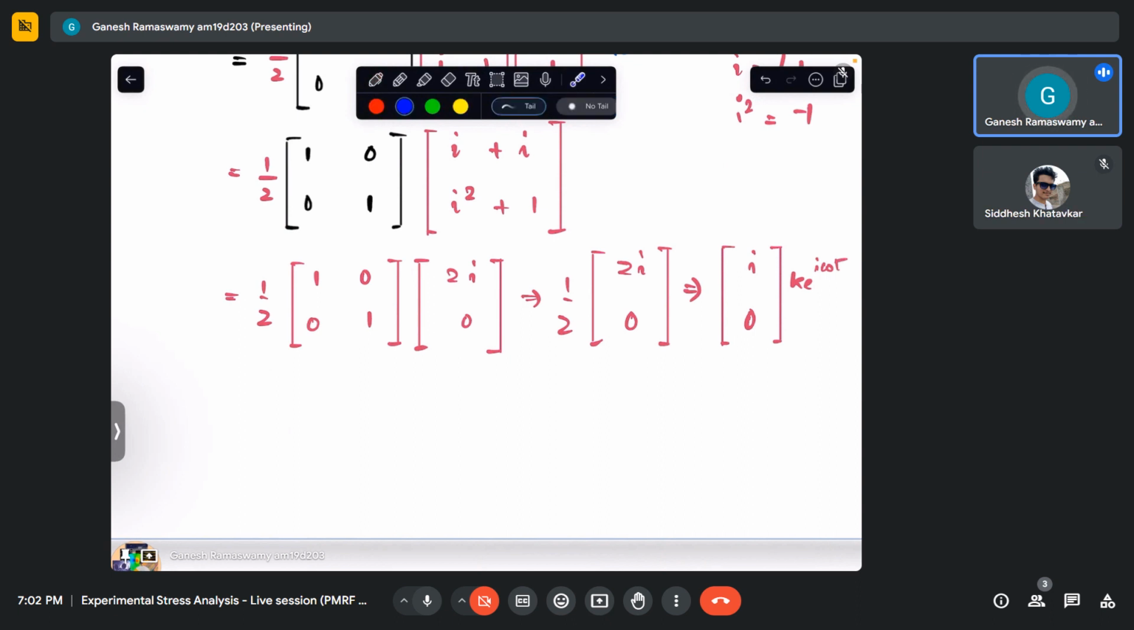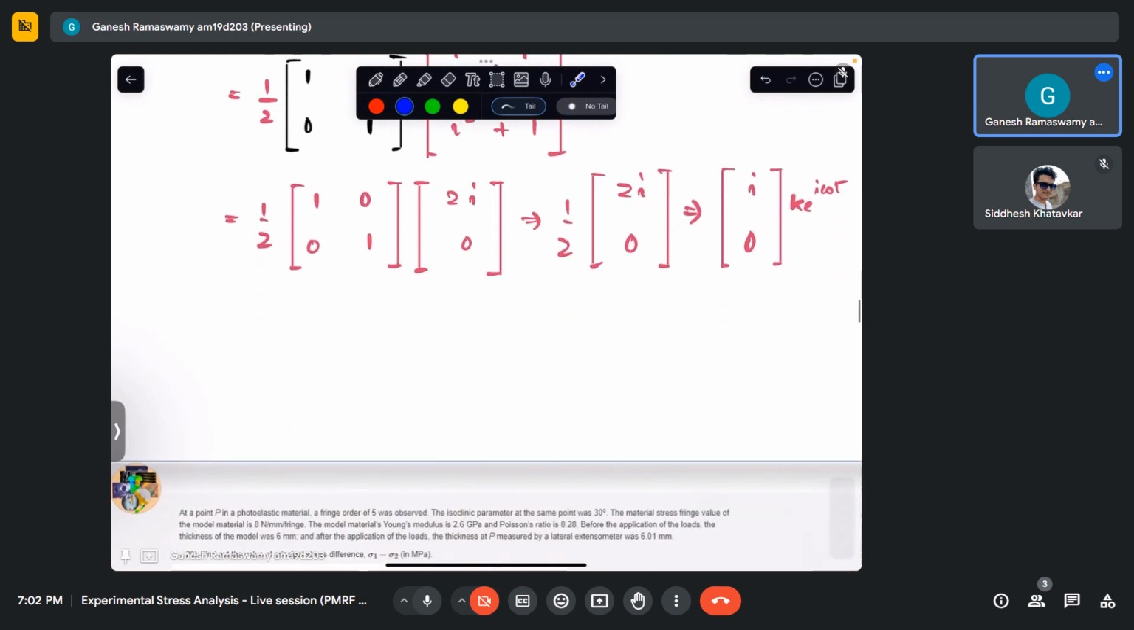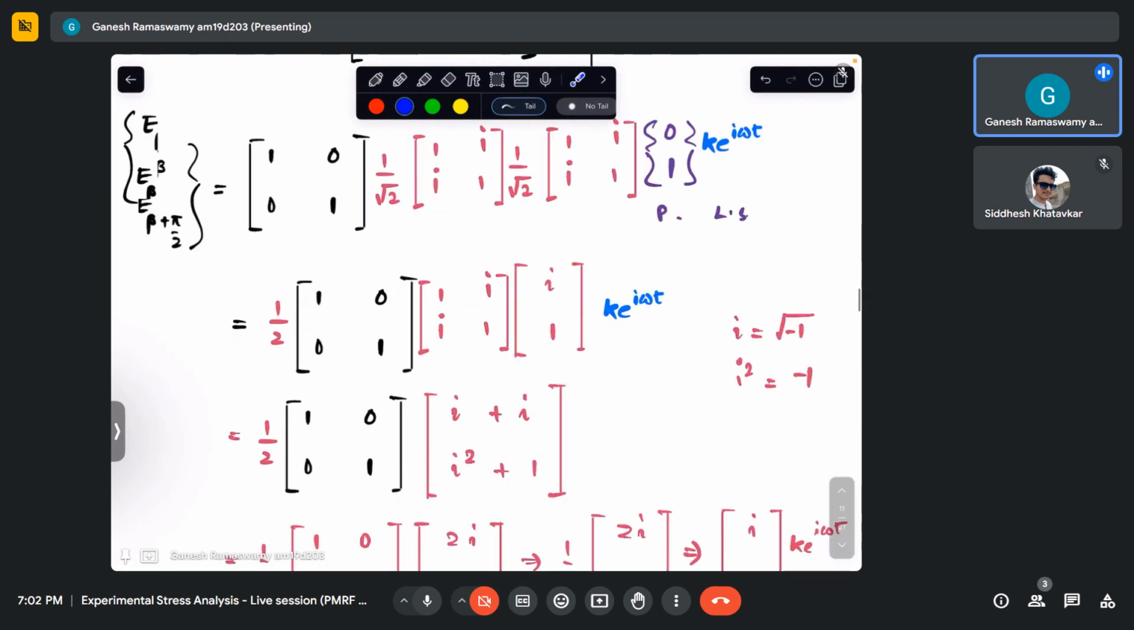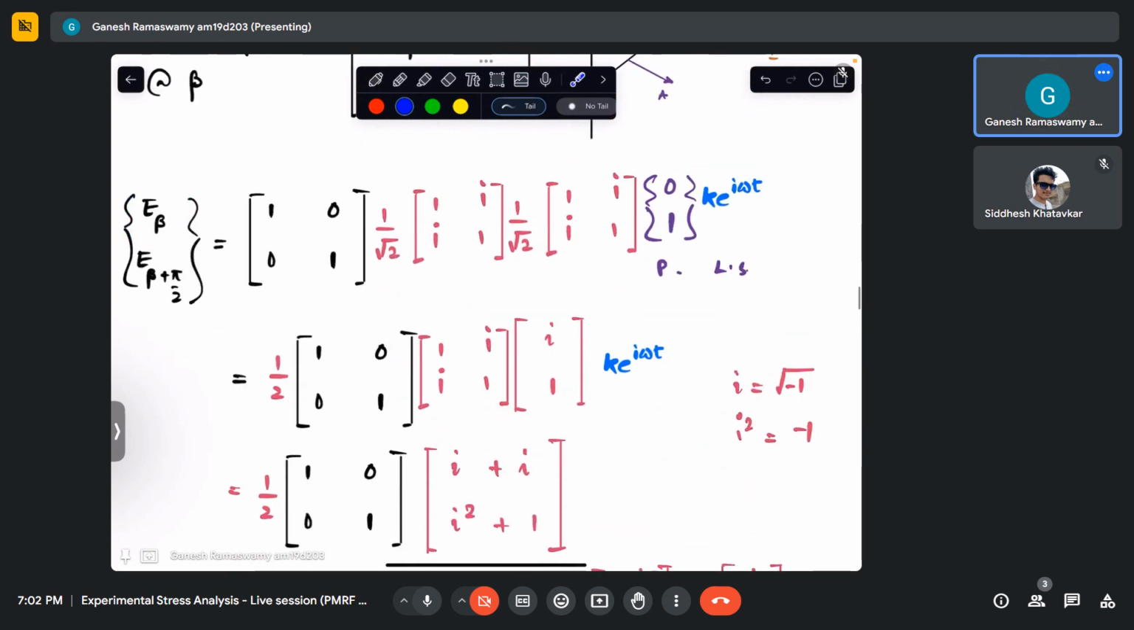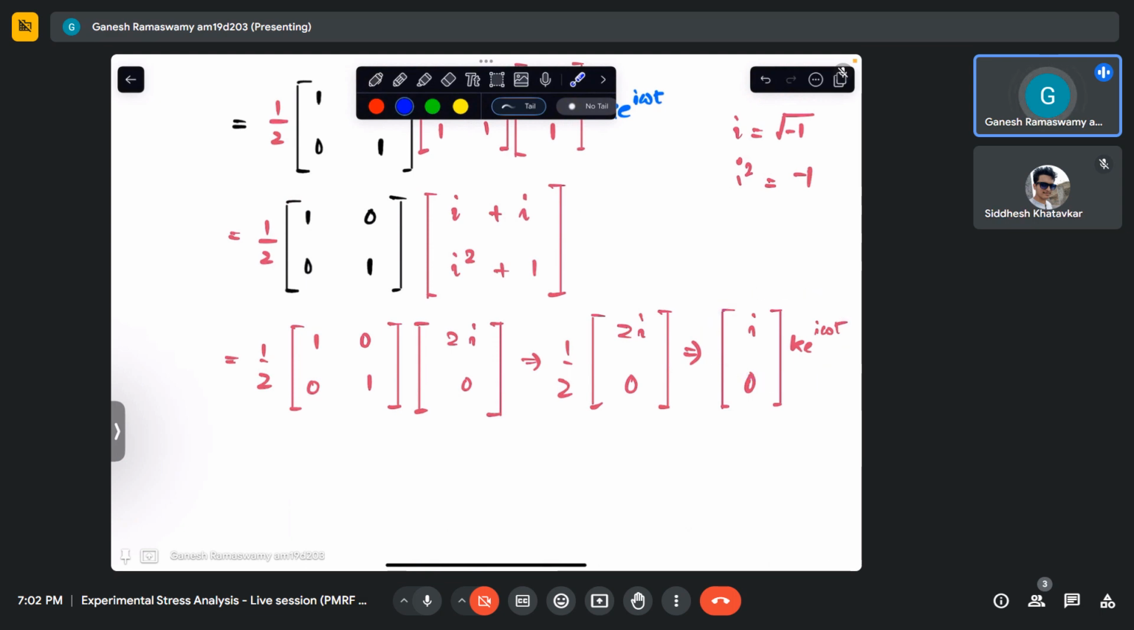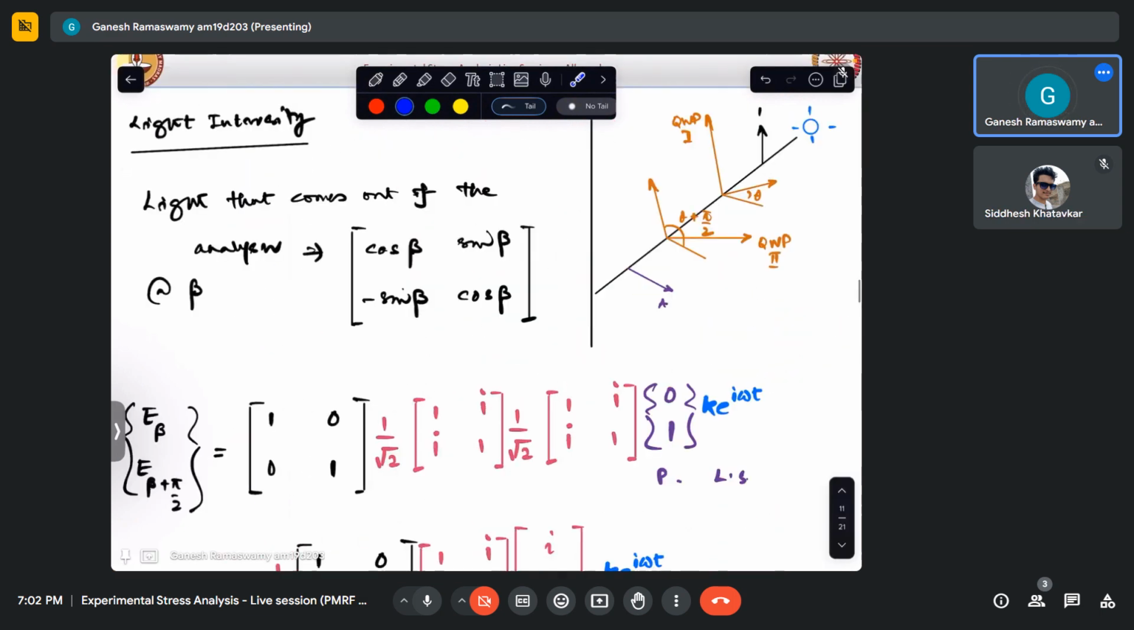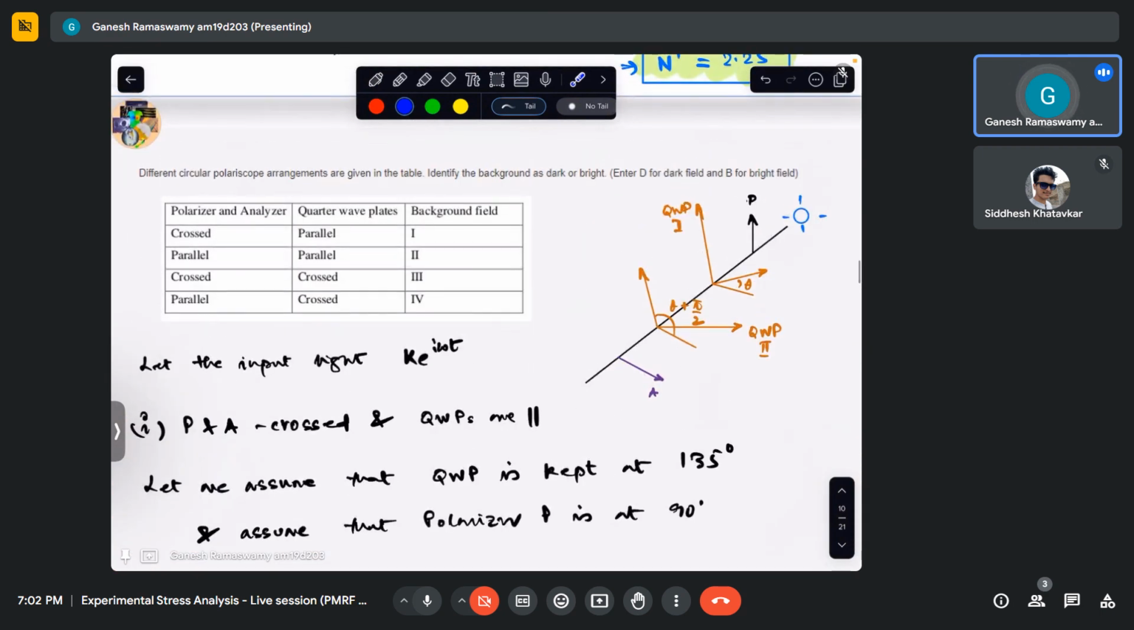So when we multiply this out, if we are looking at the first component, the real component will be non-zero. So we can see that there is some light intensity that is coming out of the analyzer when it is kept like this. So when polarizers are kept crossed and quarter wave plates are kept parallel to each other, the light passes. So essentially it will be bright field. So similarly, one can also try out for other combinations. I encourage you to do that. I hope this is clear.